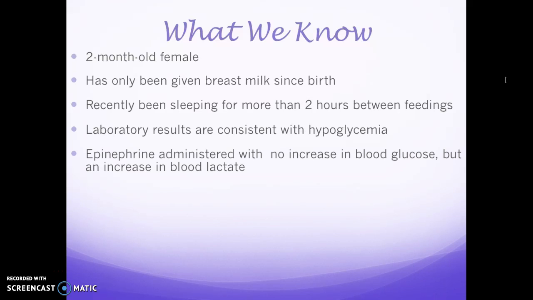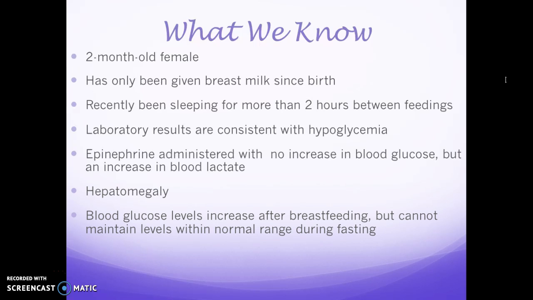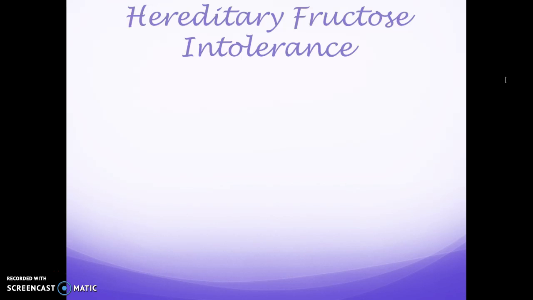Epinephrine was administered, with an increase in blood lactate, an enlarged liver, and blood glucose levels increase after breastfeeding but cannot maintain levels within normal range during feeding. So the first intolerance that we're going to look at is hereditary fructose intolerance.